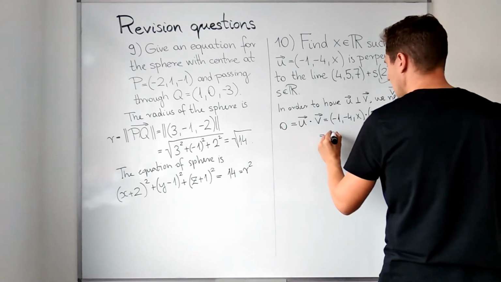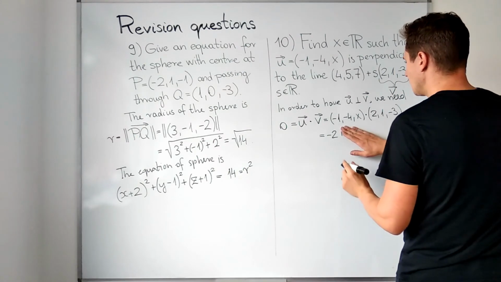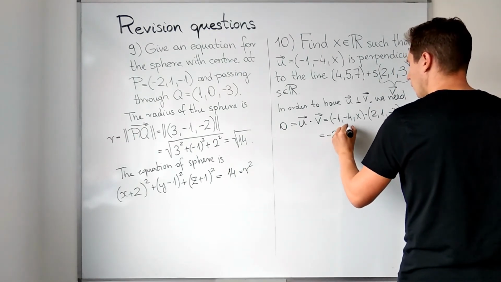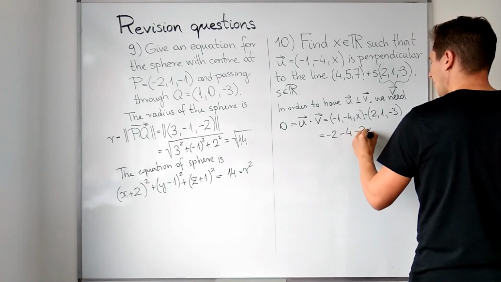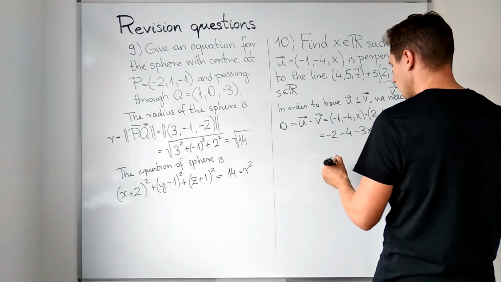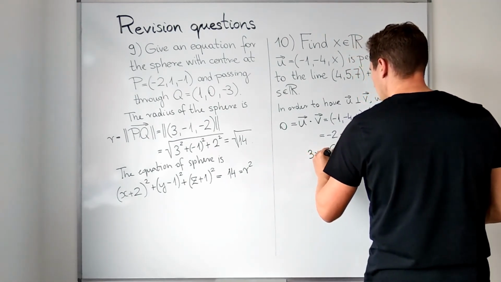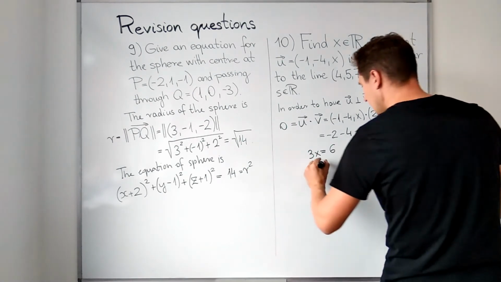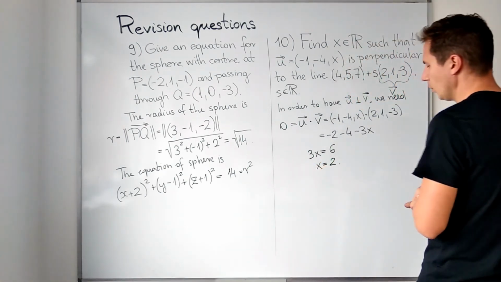Multiplying the first coordinates gives us -2. Multiplying the second coordinates gives us -4. Multiplying the third coordinates gives us -3x. And this has to be 0. Well, let's rearrange this equation. We'll get that 3x has to be equal to 6. Dividing by 3 gives us x that is equal to 2.